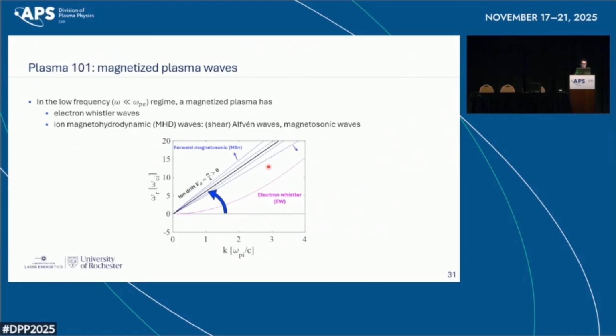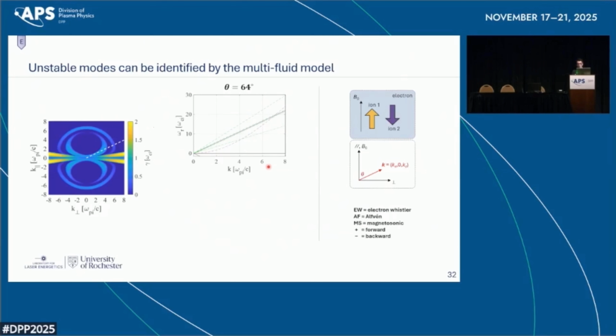Still we have magnetosonic waves, and we have Alfvén waves. So now we can try to understand what these modes are. So let's look at this 64-degree. So I have this ideal dispersion relation in these dashed lines here. We have electron whistler wave, we have two magnetosonic waves, we have two Alfvén waves. If we put everything together, this is what the real world looks like.